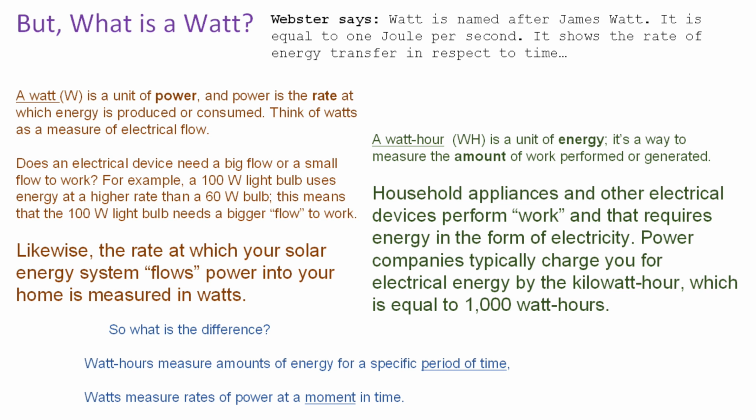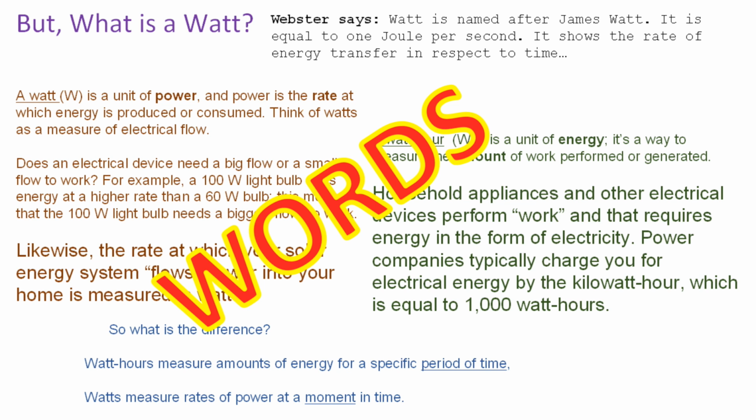So what's the difference? Watt-hours measure the amounts of energy for a specific period of time, and watts measure the rates of power at a moment in time. Those are words. I don't like words almost as much as I don't like math. So we're going to do it another way.